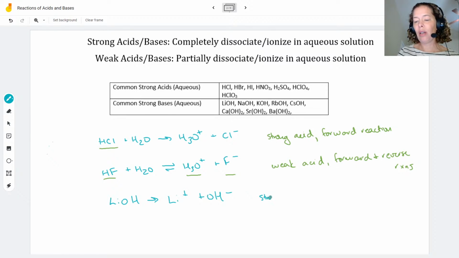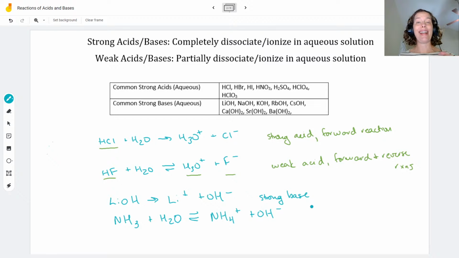This is a strong base, as opposed to ammonia, the classic weak base. When we put it in water, again, notice I do the equilibrium arrows. It is going to give you the ammonium cation and the hydroxide anion. This is a weak base. Again, we've got the forward and reverse reactions happening, which means you have equilibrium. Okay, so those are our definitions of what it means to be a strong acid or a strong base versus a weak acid and a weak base.